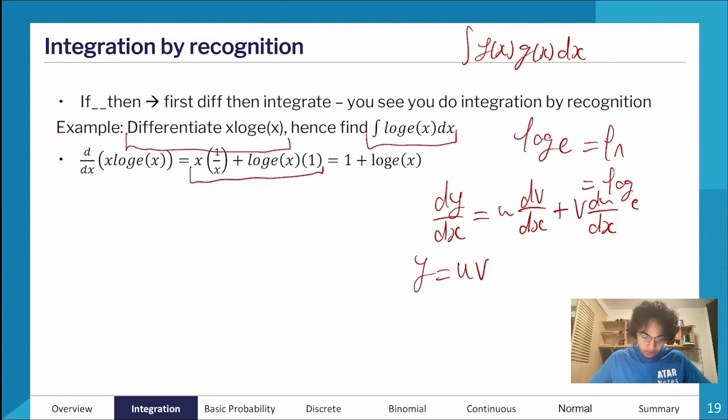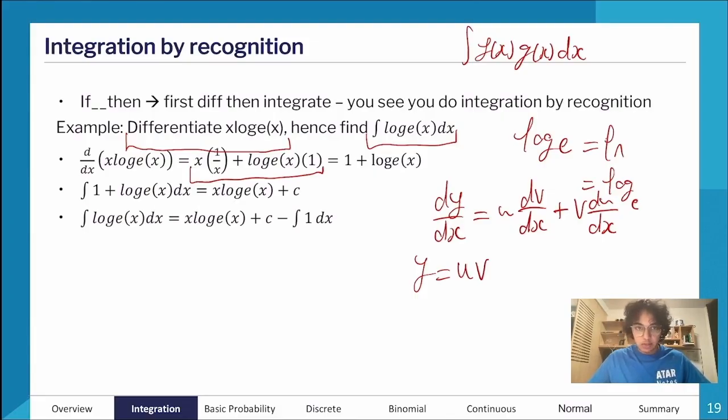Okay, cool. And then we want to integrate it, right? So if I integrate 1 plus log base e of x, I get x log e of x plus c, right? And so then I can do a little bit of rearranging to work out what the log base e of x is actually after doing this, if that makes sense.